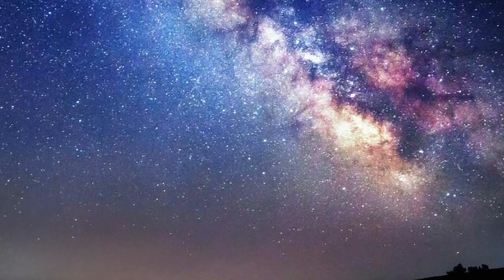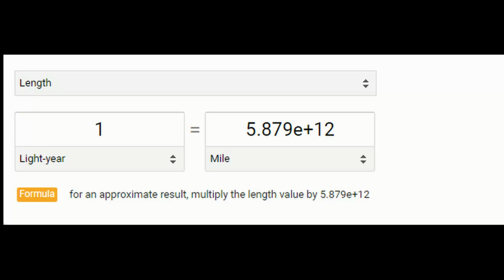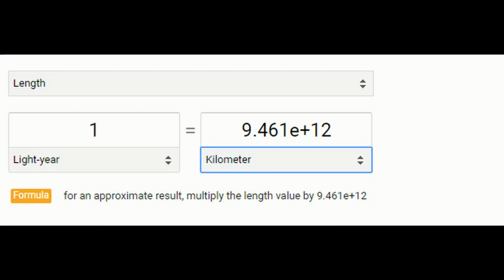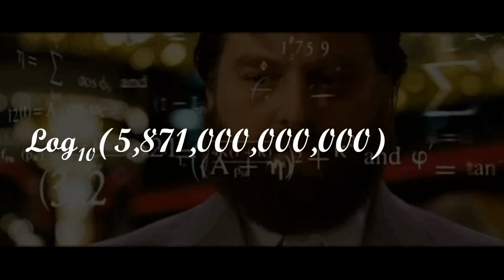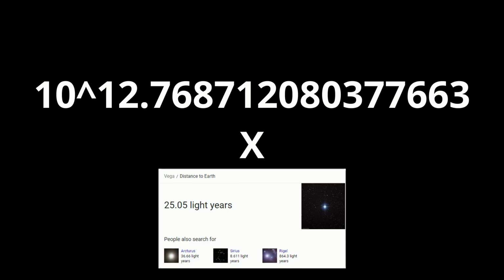For example, the star Vega is located approximately 25.05 light years away from Earth. Now, 1 light year is approximately 5.871 trillion miles, or 9.461 trillion kilometers. Now, if I plug in log base 10 of 5.871 trillion, I'll get a number around 12.7687120803776663. However, if we multiply this number by 25.05, then we're going to get the actual distance of Vega in miles.